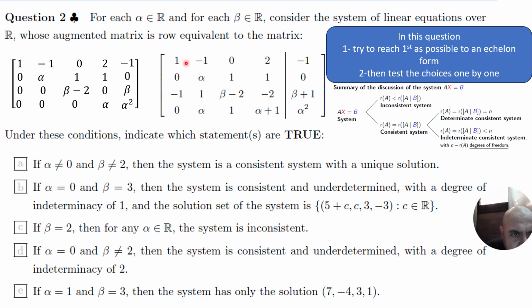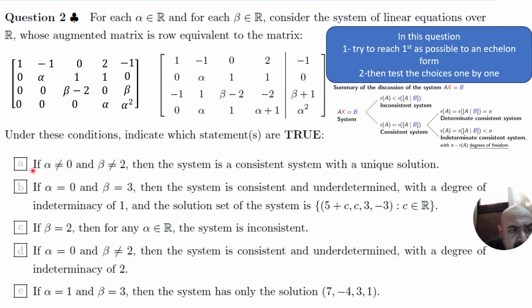As I told you, I will add the first row to the third one, and I will multiply the second row by negative alpha and add it on the last row. And that's the shape that I have. Look at the coefficient matrix, whose last column is 2, 1, 0, and alpha. And this is the result. Okay, he is telling you, under these conditions, state which statements are true. This is gonna enhance your life a lot.